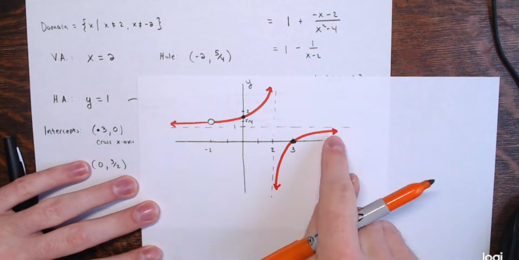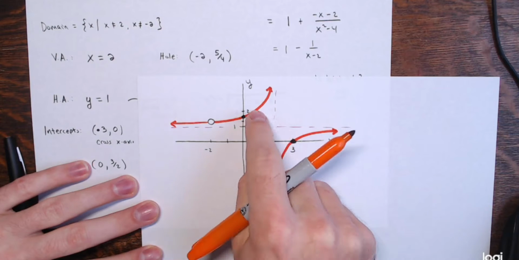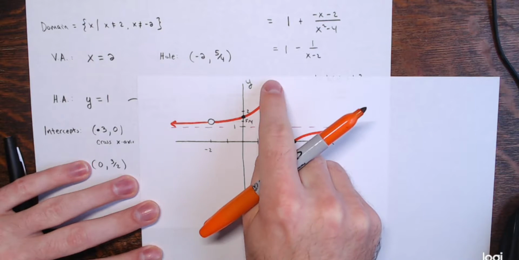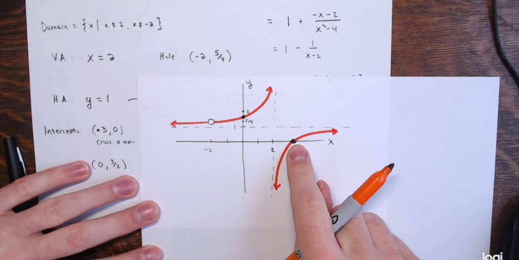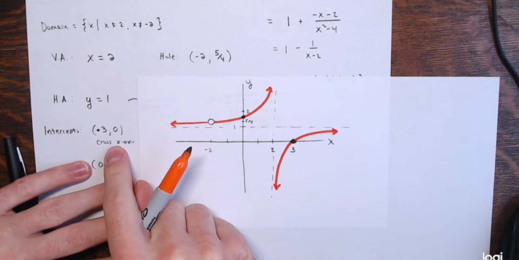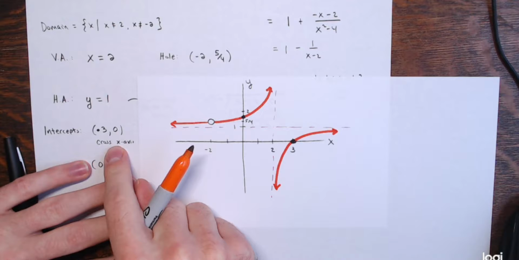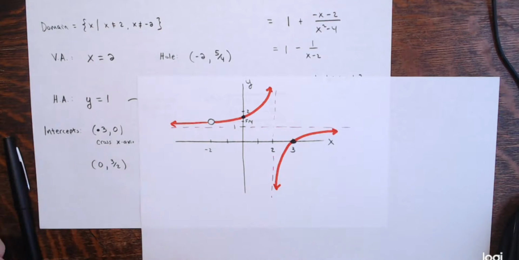It approaches the horizontal asymptote on both ends. It's got to approach infinity on this side of that asymptote, negative infinity on this side of that asymptote. It's got to cross over at x equals 3. That's why I said it crosses the x-axis, because the multiplicity was 1. So it should have this rough look to it.